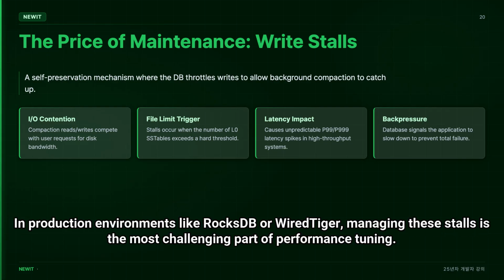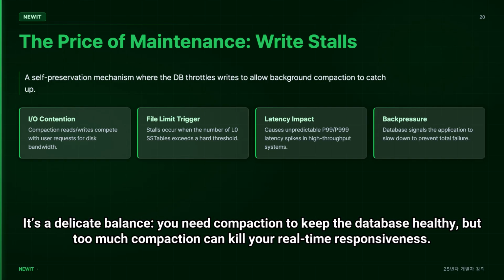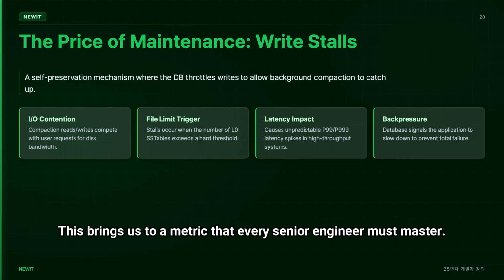In production environments like RocksDB or WiredTiger, managing these stalls is the most challenging part of performance tuning. If you see your disk I/O utilization hitting 100% while your application throughput drops to 0, you are likely witnessing a compaction storm. It's a delicate balance. You need compaction to keep the database healthy, but too much compaction can kill your real-time responsiveness.